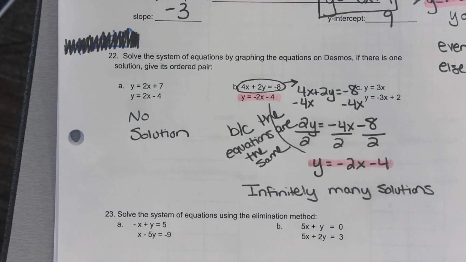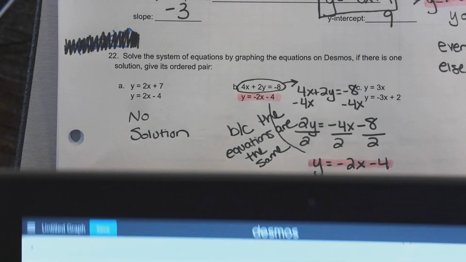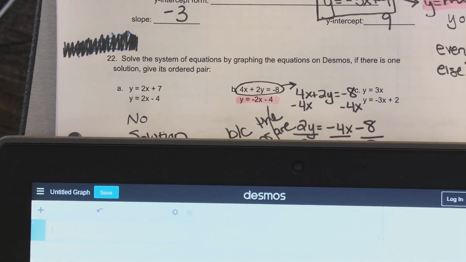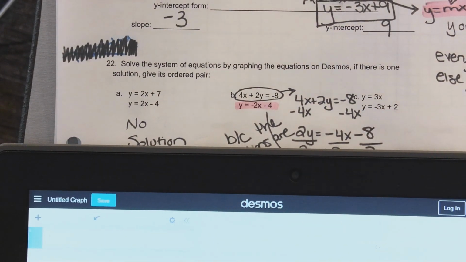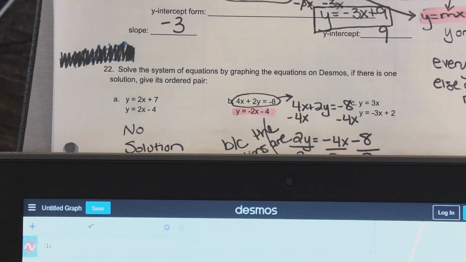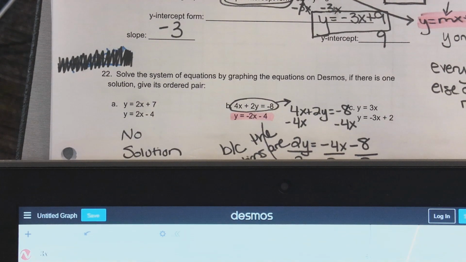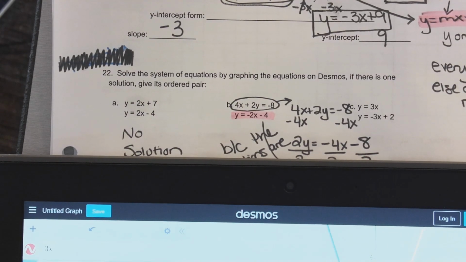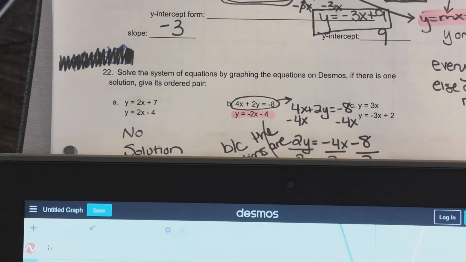All right, part C, do I have to play that game of switching things around? Or are they both y equals? They're both y equals. Love that for myself. Okay, so I'm going to delete all the stuff out, and I'm going to type in these two equations. So one of my equations is 3x, and the other equation is negative 3x plus 2.